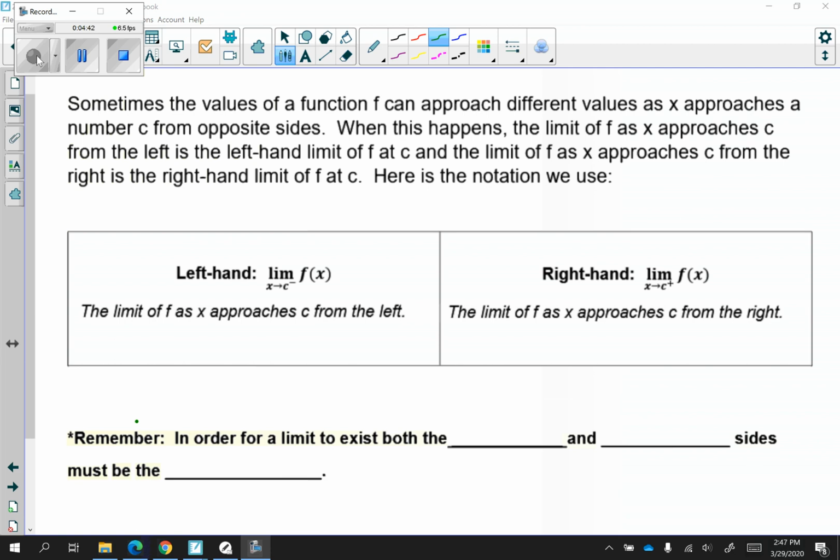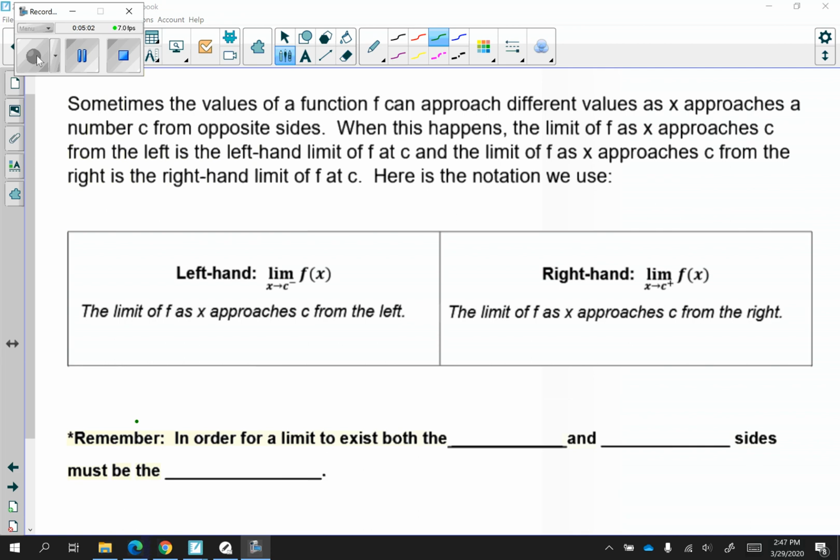Sometimes the values of a function f can approach different values as x approaches a number c from opposite sides. When this happens, the limit of f as x approaches c from the left is the left-hand limit of f at c, and the limit of f as x approaches c from the right hand is the right-hand limit of f at c.